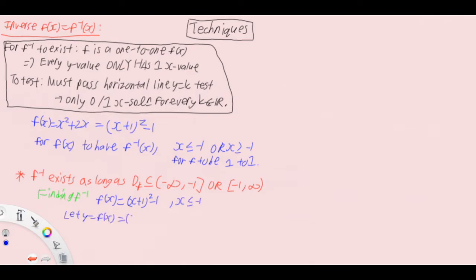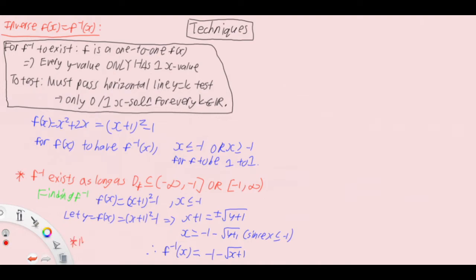To find f inverse, just let x be the subject. So let's say that our domain is now x less than or equal to -1. We then have x = -1 plus or minus root (y+1), and x = -1 minus root (y+1), because x must be less than or equal to -1, therefore rejecting the positive square root. As such, f inverse(x) = -1 minus root (x+1), where we just change x to y and y to x from the second last line.